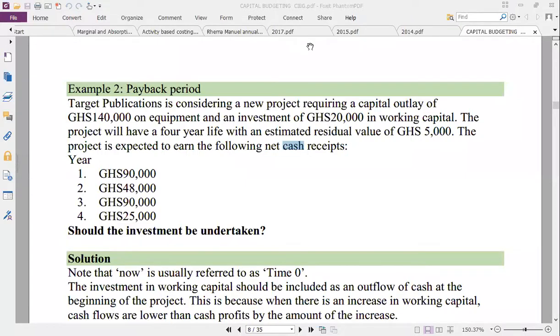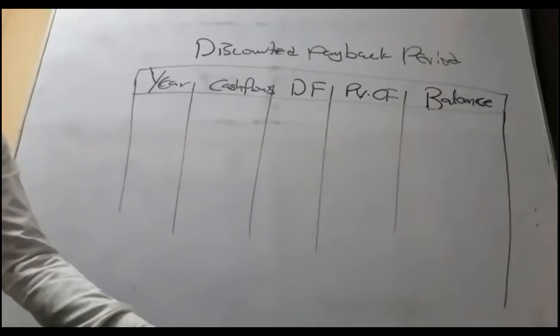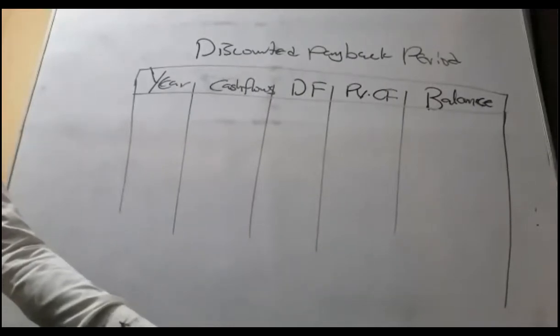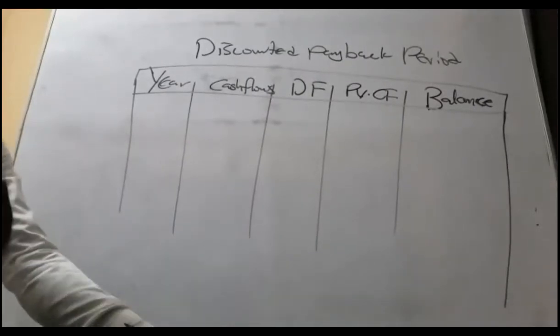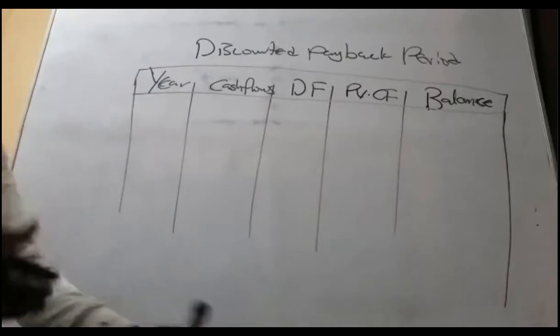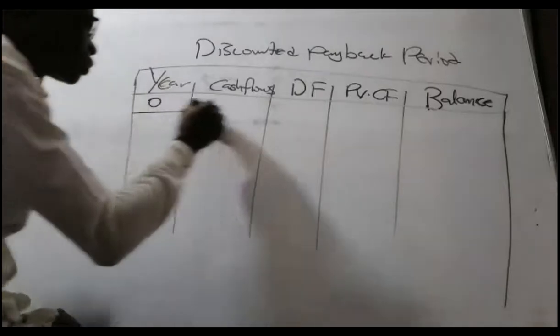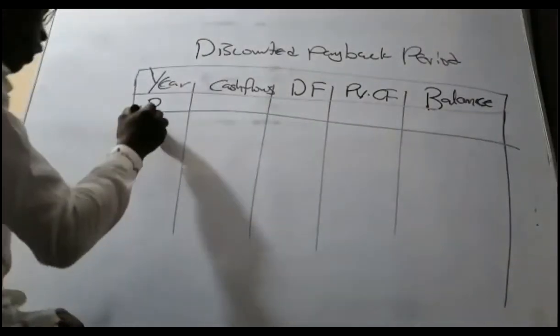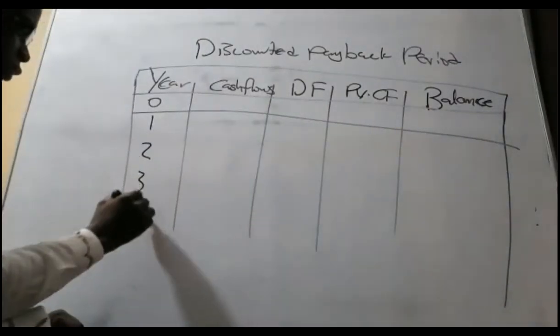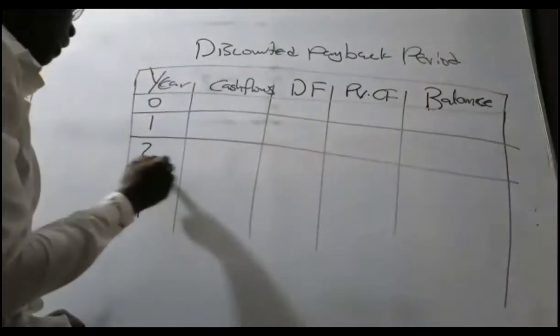Year 0 is when you invested the funds. Now, year 0 in investment appraisal means now, today, when you are making the estimates. So I'll start from year 0. I'll go to year 1, 2, 3, 4. Then you are done.